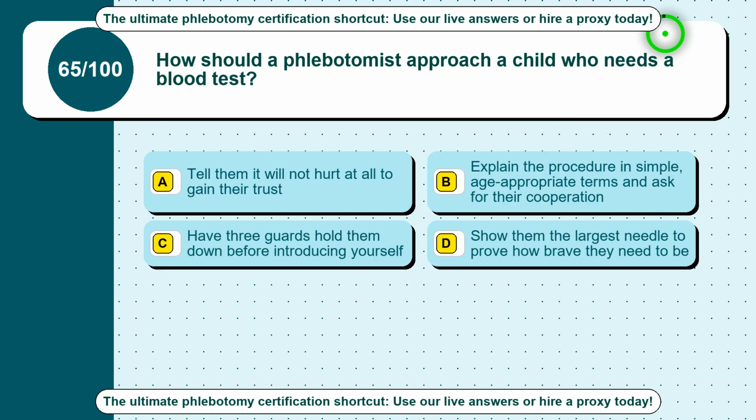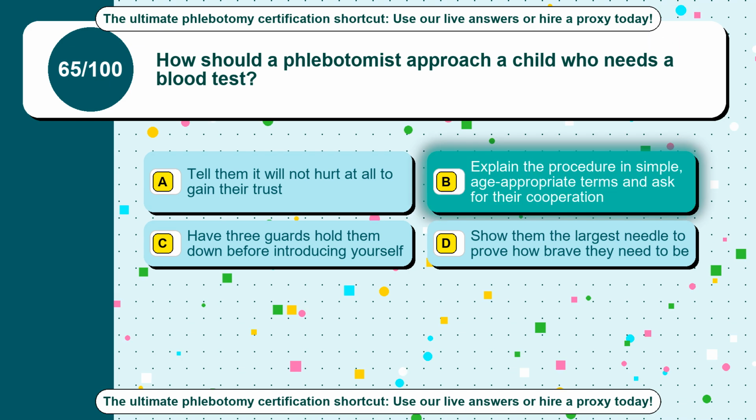Question 65. How should a phlebotomist approach a child who needs a blood test? Option A. Tell them it will not hurt at all to gain their trust. Option B. Explain the procedure in simple, age-appropriate terms and ask for their cooperation. Option C. Have 3 guards hold them down before introducing yourself. Option D. Show them the largest needle to prove how brave they need to be.